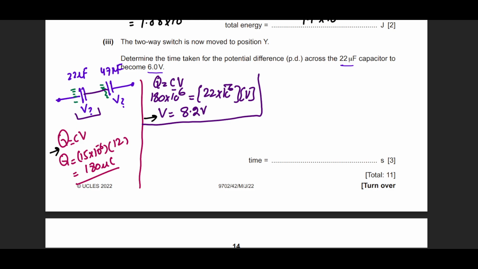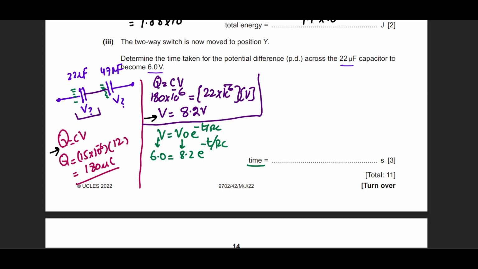So the equation goes something like this. V equals V naught e raised to power minus t by RC. Now we have the current voltage of today, which is 6. We have the initial voltage previously, 8.2. We do have the time. This is what we want to find out. Time is the required quantity, but we don't have the RC.